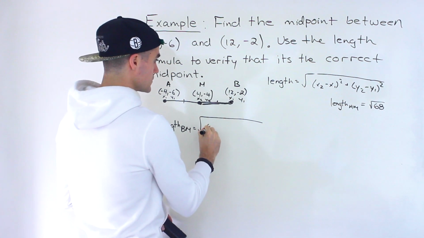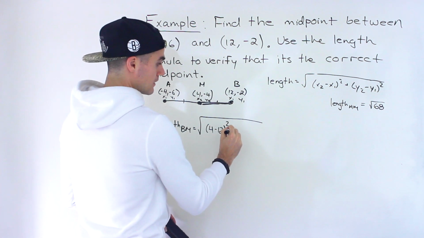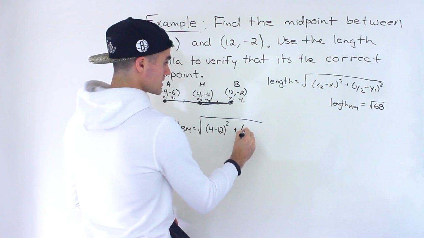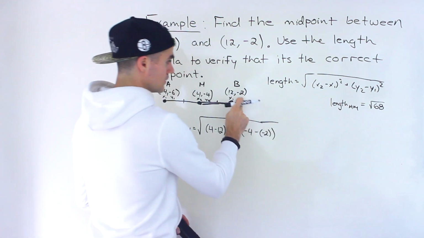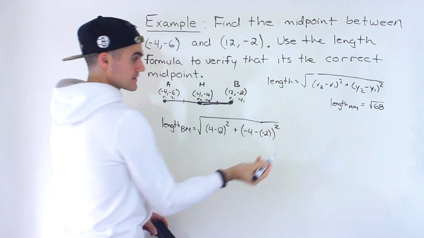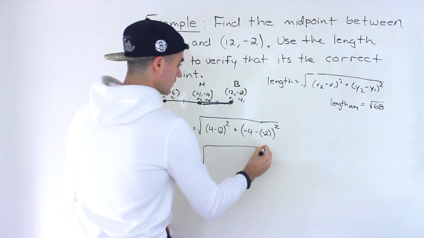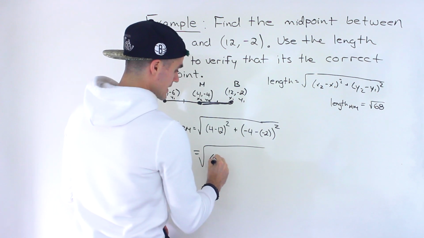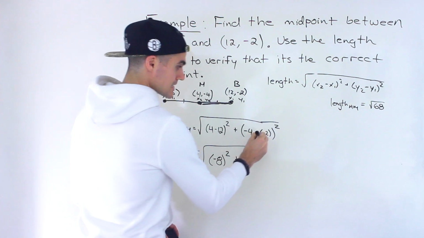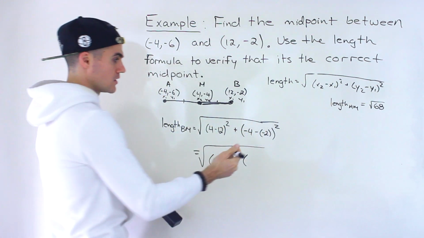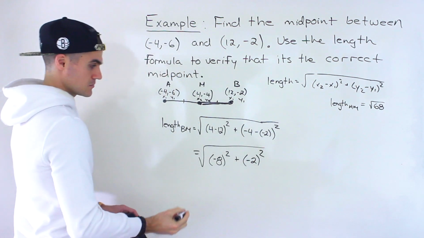So we'll have x2, which is 4 minus 12. That's going to be to the power 2. And then we're going to have y2, which is negative 4 minus negative 2, y1. And that's going to be to the power of 2, like that. So over here, 4 minus 12 is negative 8. That's going to be to the power 2. And then over here, negative 4 minus negative 2 is like negative 4 plus 2, which gives us negative 2. And that's going to be squared.